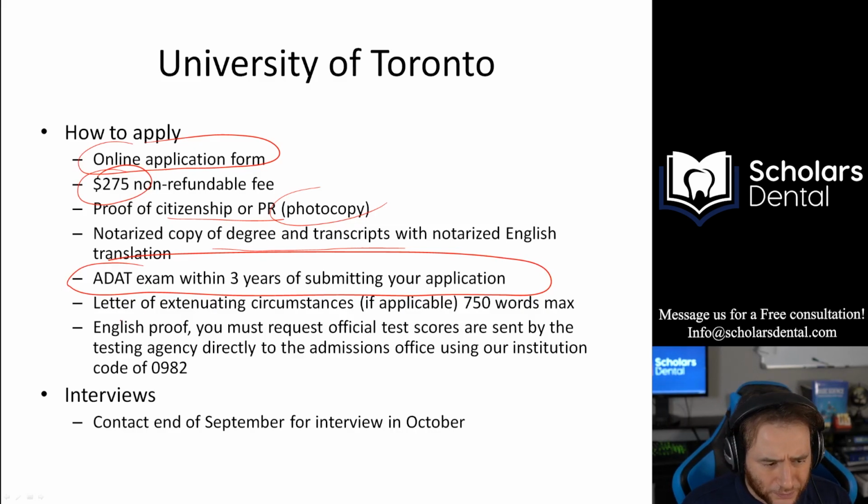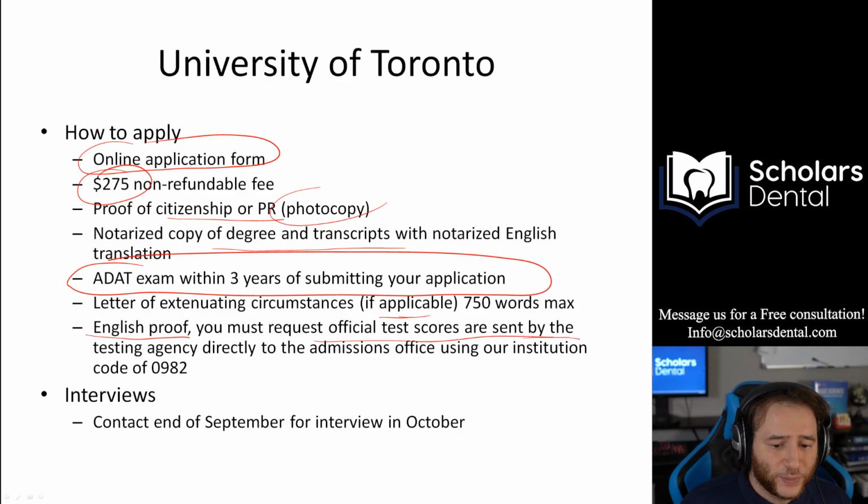Now, a letter of extenuating circumstances, if applicable. I guess you could write about what's happening in your life. I haven't checked what they mean, but it's if applicable. So I think you just write about your circumstances and why you want to get in. This is what I'm assuming. Other universities ask for a resume, so sure. Then English proof: you do a TOEFL or an IELTS. You must request official test scores to be sent by the testing agency directly to UOFT via the code of the institution. Their institution code is this.